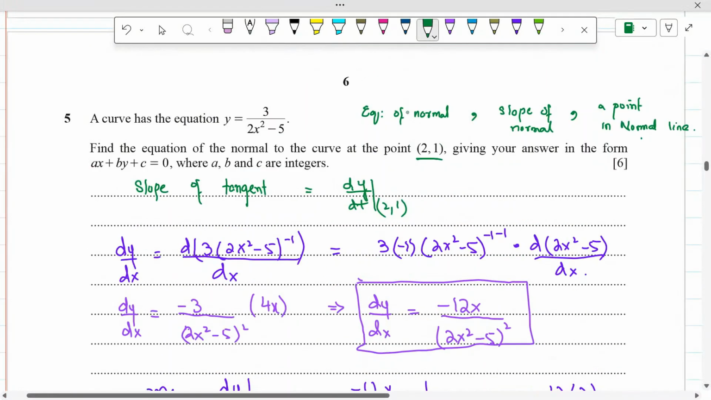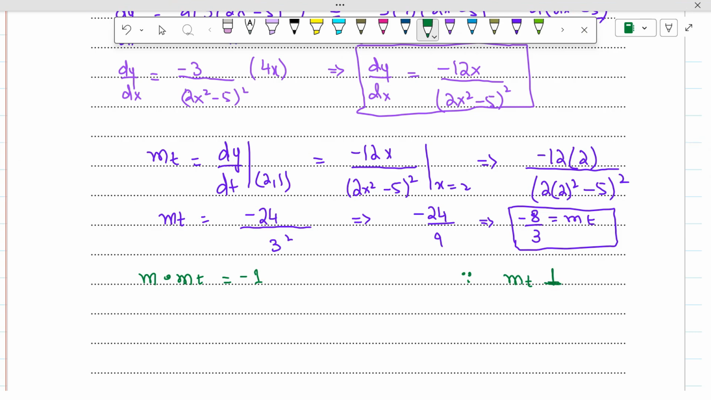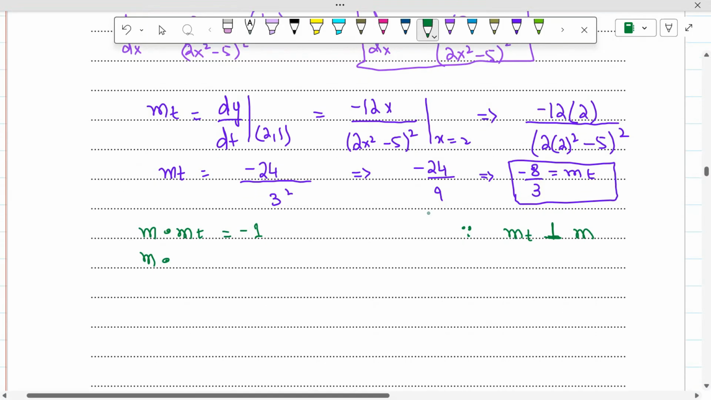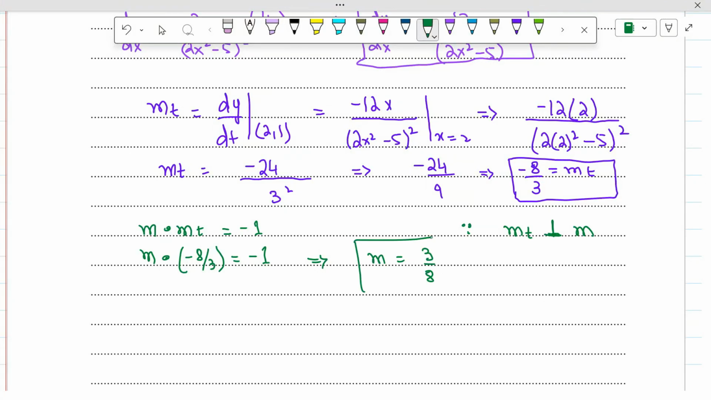And we know that the slope of the normal is perpendicular to the slope of the tangent. So slope of normal times slope of tangent is equal to negative 1, because the tangent is perpendicular to the normal. So slope of normal times negative 8 over 3 is equal to negative 1. So m is equal to 3 over 8. This is the slope of the normal.